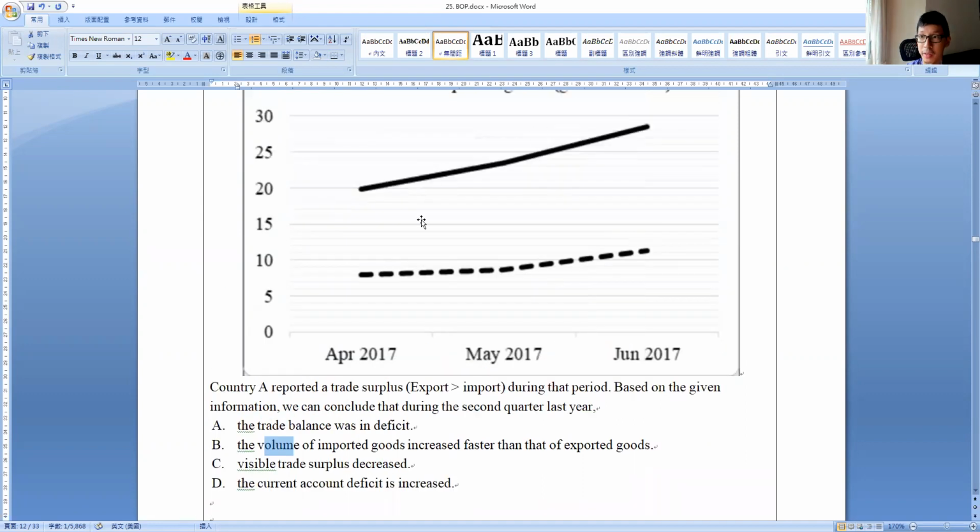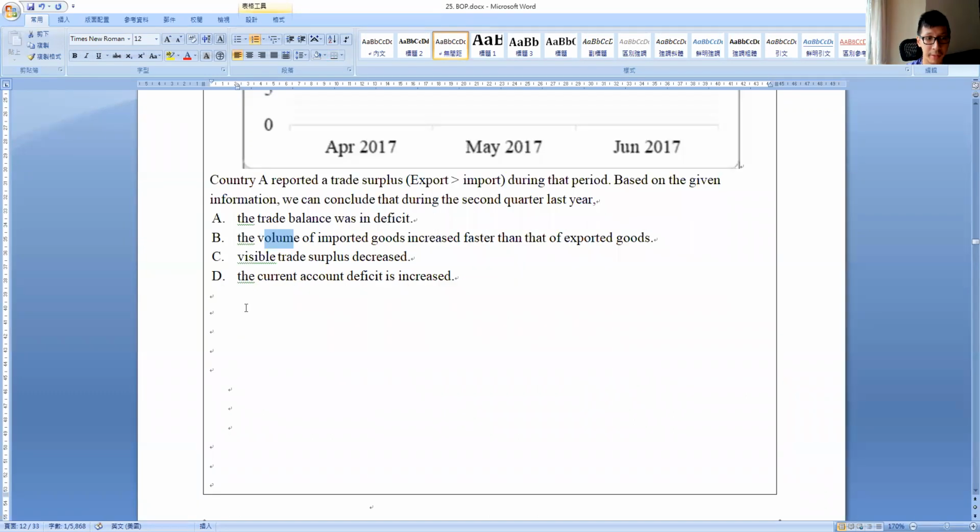Bigger percentage means faster, right? Let me give you one example, a very extreme example. Let's imagine export being this amount. Import used to be this amount. So this is a trade surplus, no problem, right? Now it becomes, so what is the percentage change? 1% increase. Import becomes this. So it would be a 100% increase.